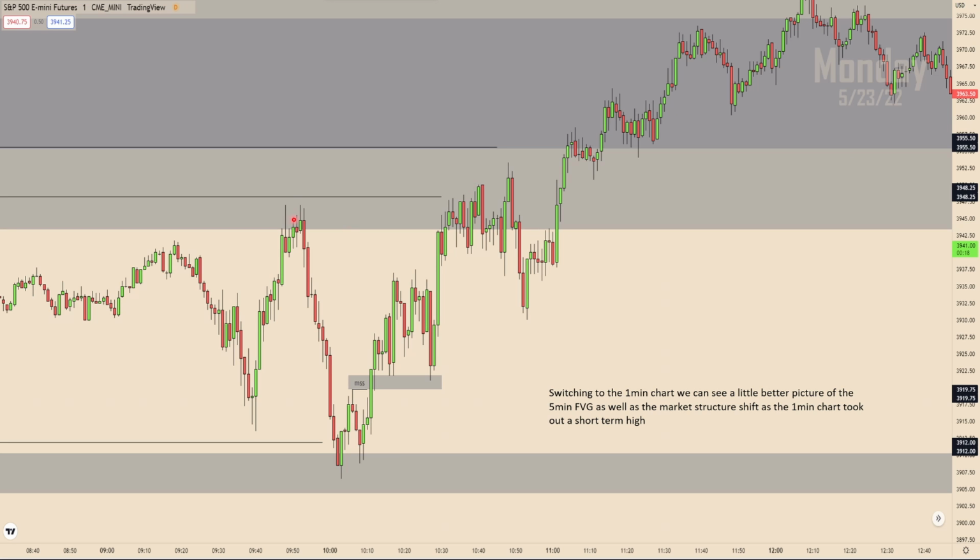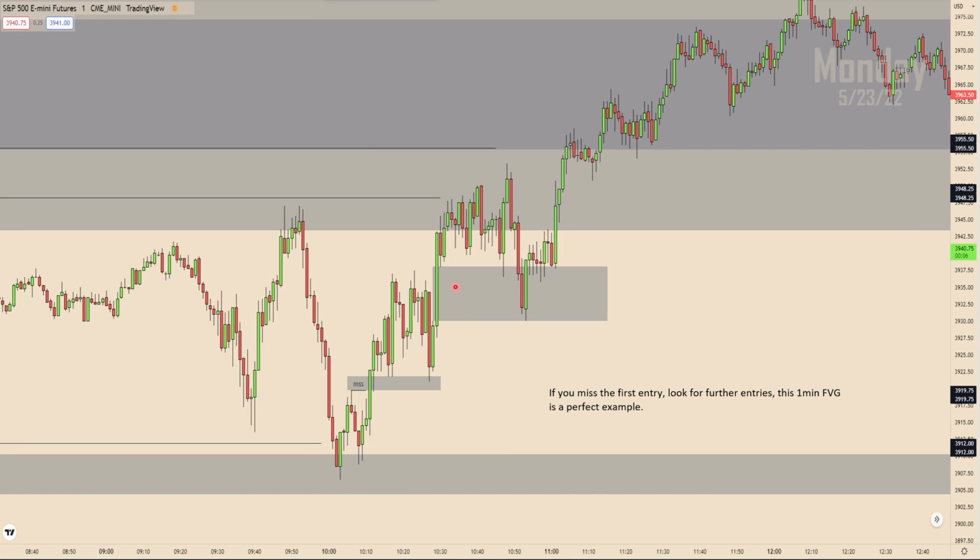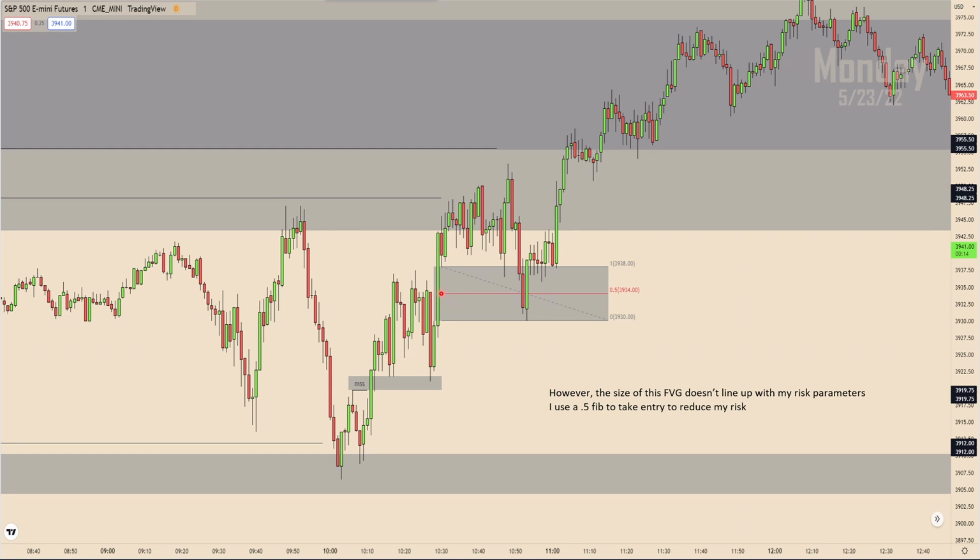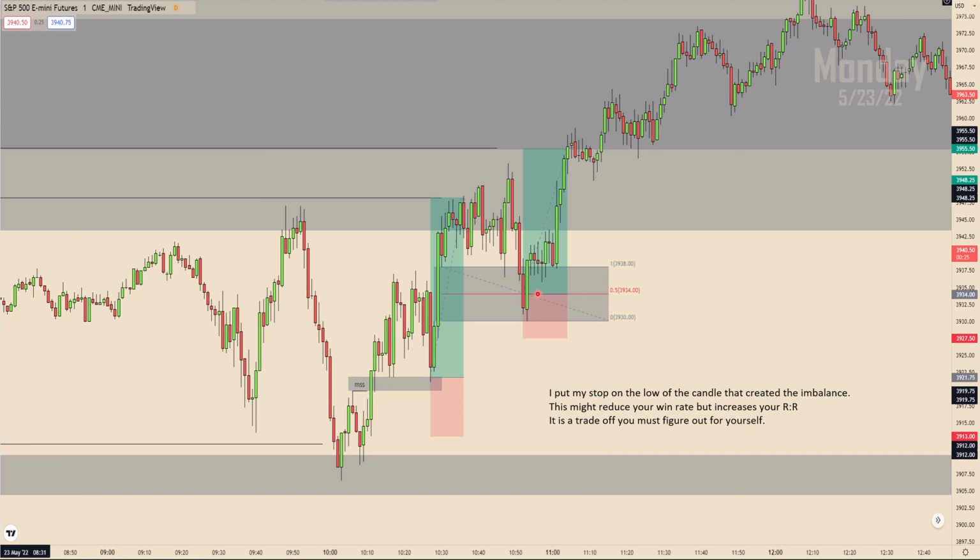Get this move, market structure shift here, and then this 1-minute fair value gap here that you could get a second entry. Now this is a super large fair value gap, so what I like to do is take a 0.5 fib, cut it in half, and then use that as my entry. That just reduces your risk from having a risk all the way up here to right there. So that is what your risk reward would look like, and then if you have runners, you move it that way.